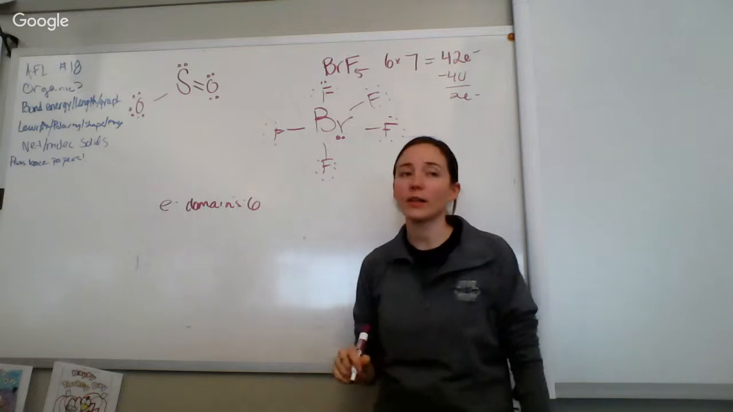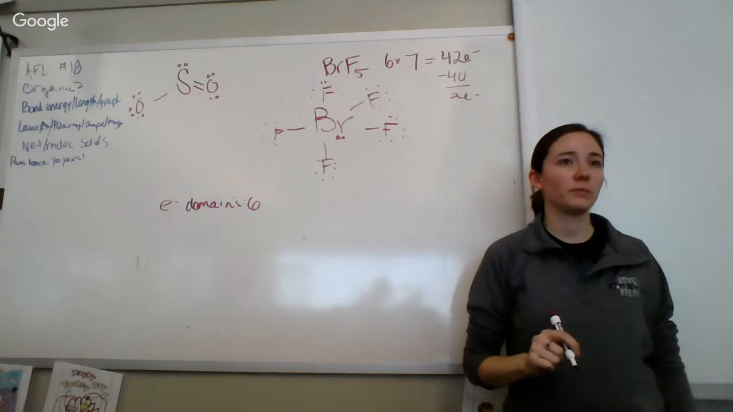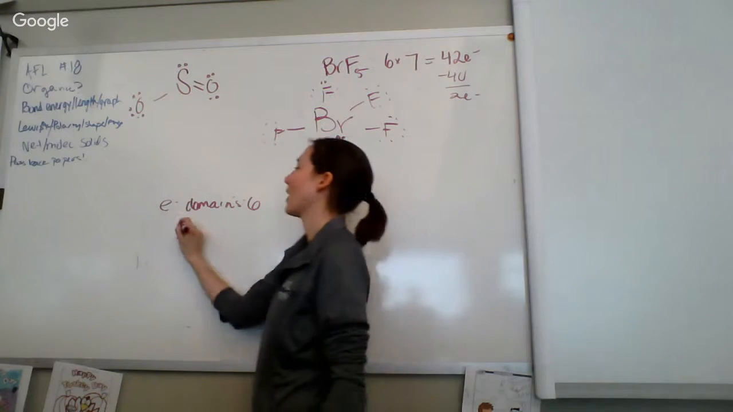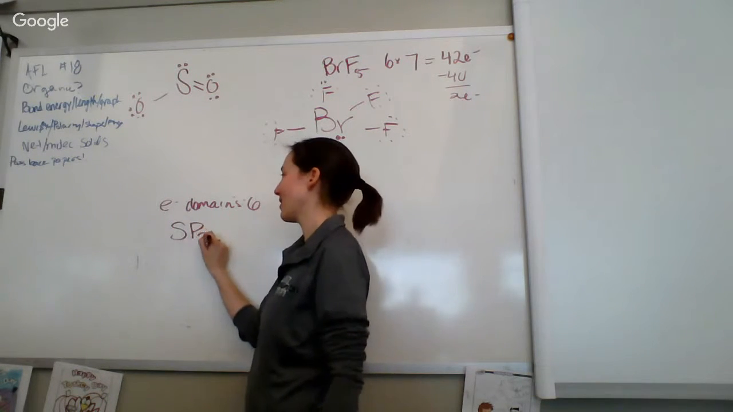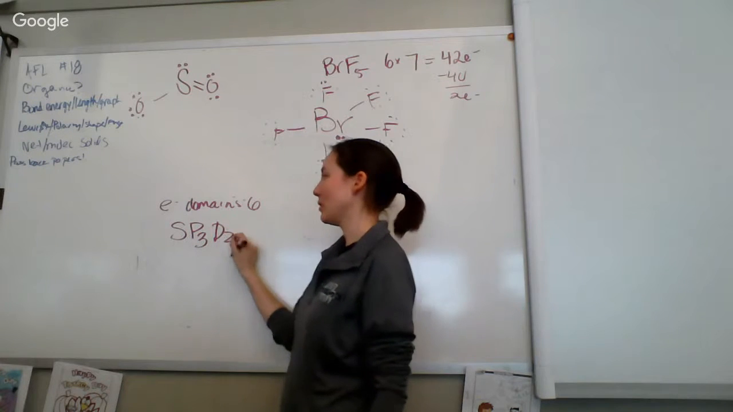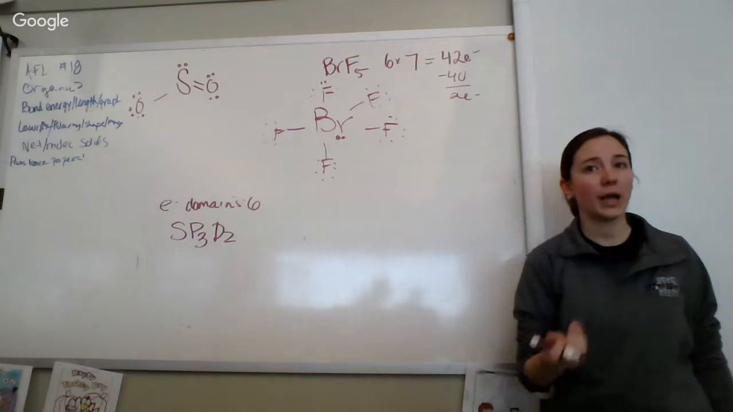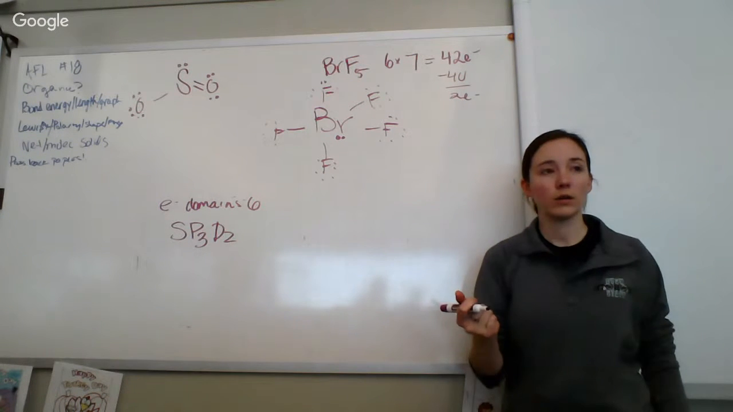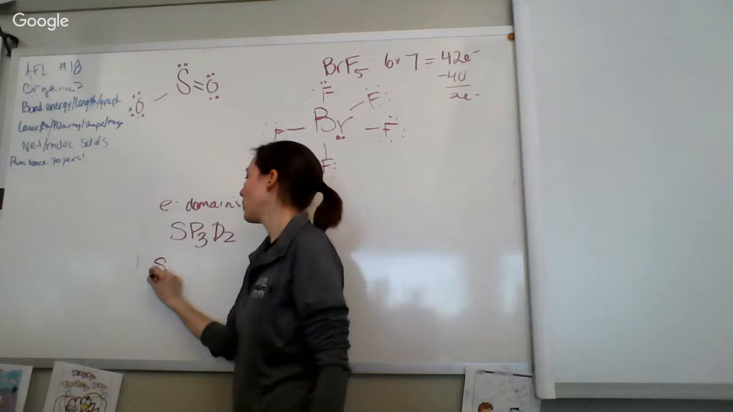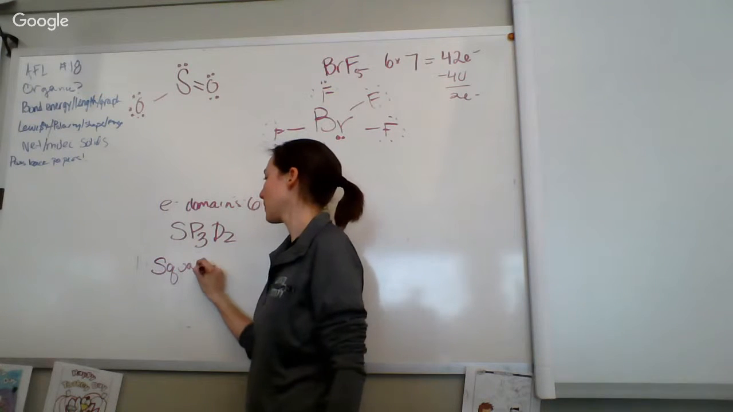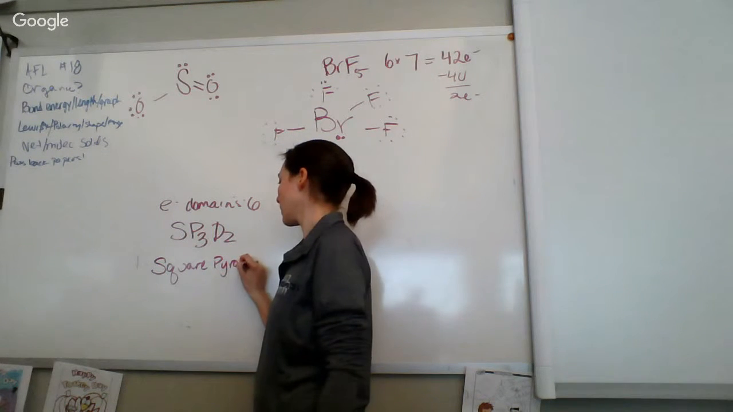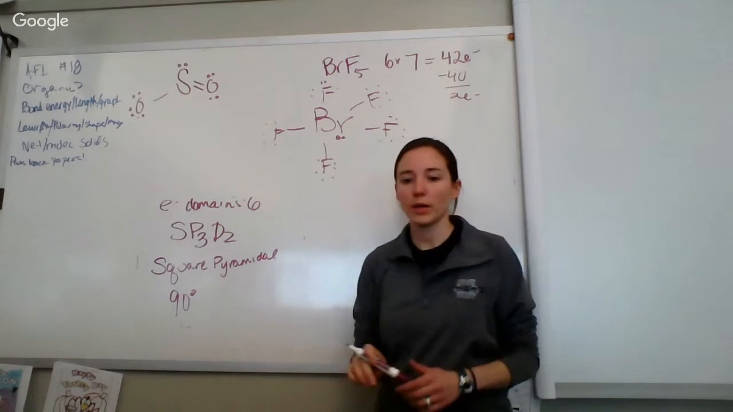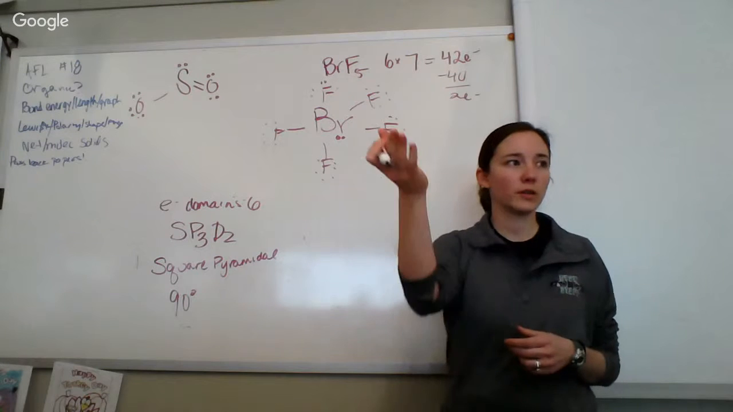So if I have 6 electron domains, what's my hybridization? Oh. I asked a different question than you thought I would. sp3d2 is my hybridization. What would be my shape? Square pyramidal. And what would be my bond angle? Okay. A little less than 90 would be acceptable to say as well.